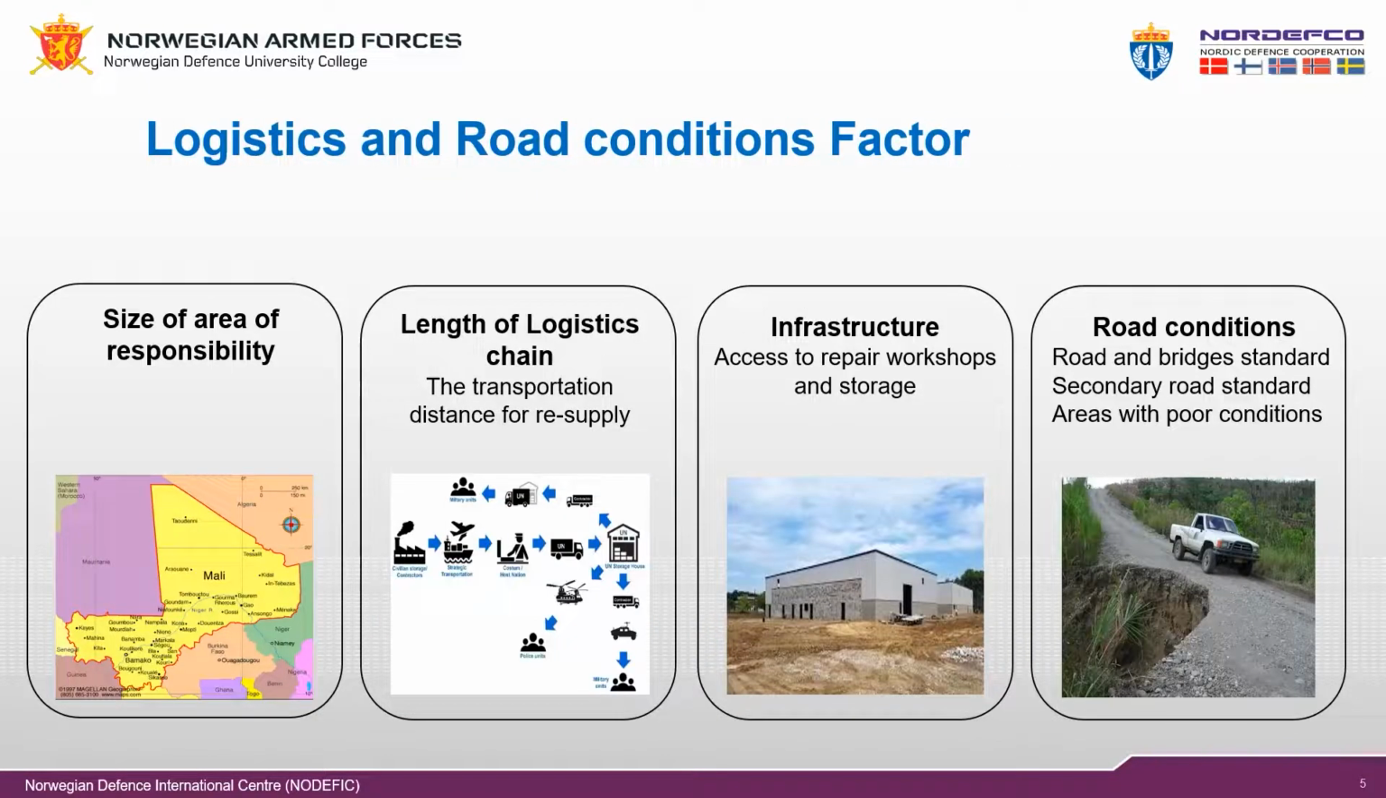The logistics and road conditions factor should not exceed 5% of the wet lease or dry lease rate and the self-sustainment rate. The factor takes into account elements such as the size of the area of responsibility, the length of the logistics chain, road conditions, and the non-availability of commercial facilities for repair and support facilities.